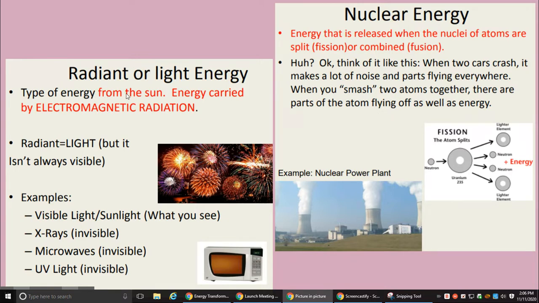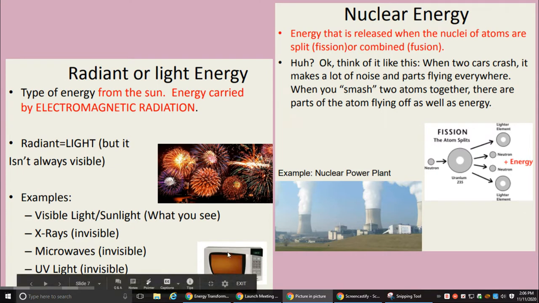Radiant or light energy. This energy comes from the sun. It's carried by electromagnetic radiation. So we have different light waves. Visible light is what we see, sunlight. X-rays are invisible. Microwaves are invisible. And UV light is invisible.